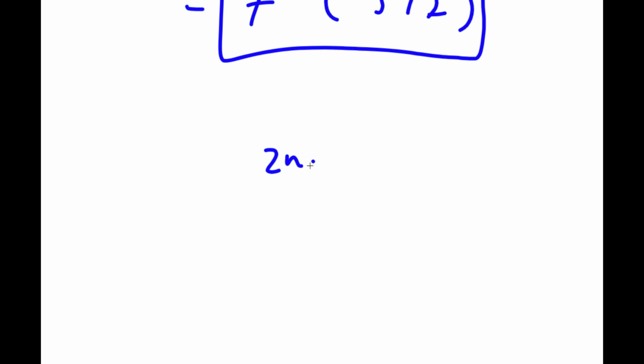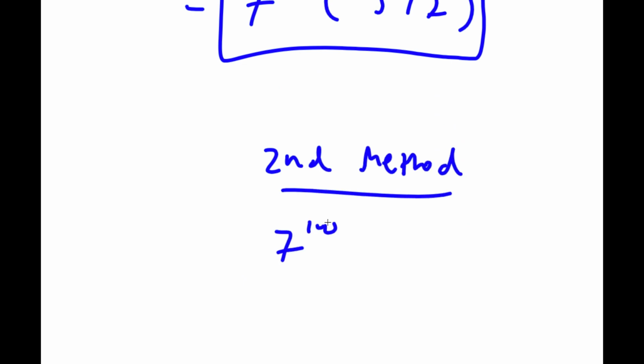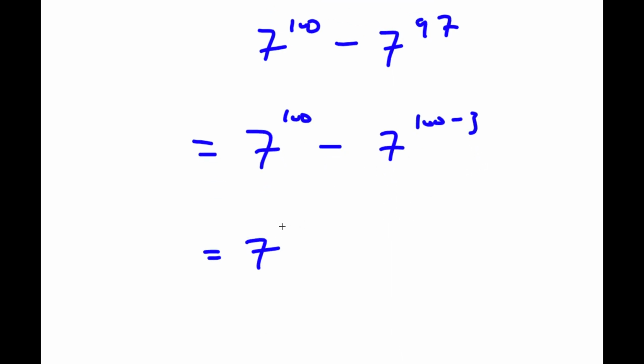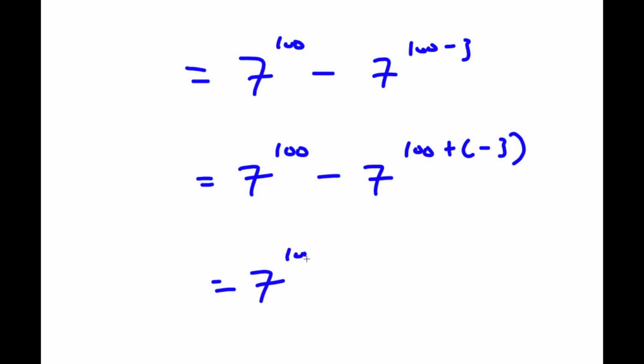Now I actually have a second method of solving this problem. So I had 7 to the power of 100 minus 7 to the power of 97. And now this time, instead of changing 100 to 97 plus 3, I'm going to change 97 to 100 minus 3. So I'm going to have 7 to the power of 100 minus 7 to the power of 100 minus 3. Now I can rewrite this as 7 to the power of 100 minus 7 to the power of 100 plus negative 3. And this is equal to 7 to the power of 100 minus 7 to the power of 100 times 7 to the power of negative 3.